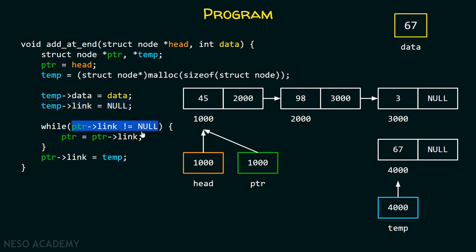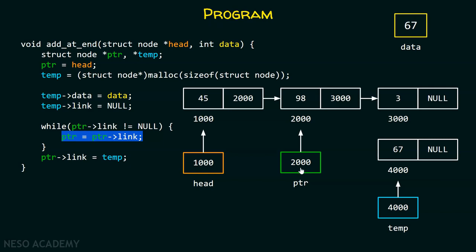Here PTR link not equal to null means PTR is now pointing to the first node of the list. PTR link gives this address, that is 2000, and we can see over here this is not null. That is why we get inside this while loop and we will update PTR by PTR link. That is, we will update this PTR by this address 2000, which means now it is pointing to the second node of the list. After this, we will again move to this point, that is PTR link should not be equal to null. You know that the link part doesn't contain null, so we'll get inside. We'll update the PTR by this address, that is 3000. So now it is pointing to the third node of the list.